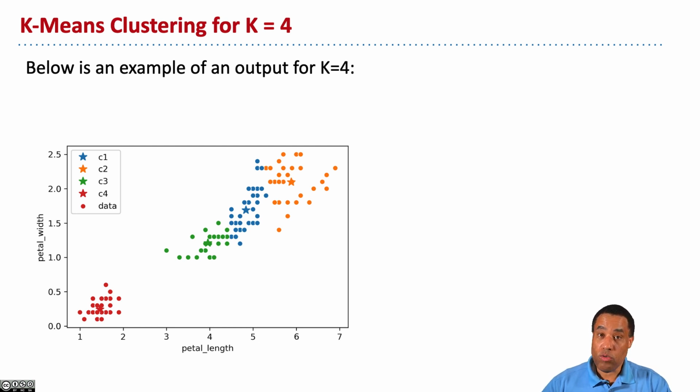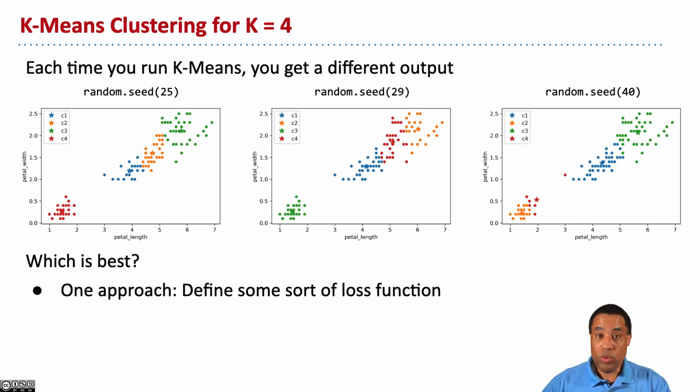If we were to run k-means all over again, we would get a different output. And so here are 3 runs of k-means where we ran it until we reached a stable solution. The first one was done with a random seed of 25, the second with a random seed of 29, and the third with a random seed of 40. So we could ask the question, which one of these is best?